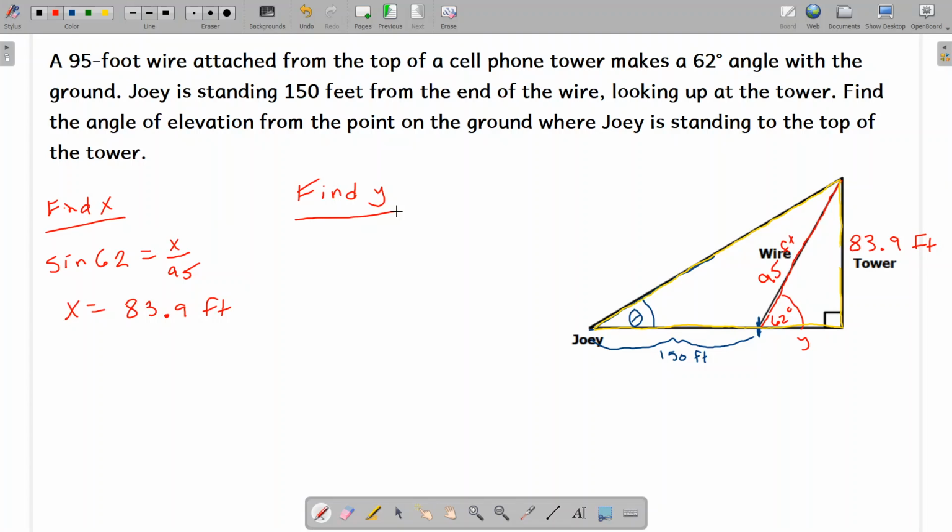So if we're finding y, that's really the adjacent side. So the adjacent side and the hypotenuse would be cosine. So cosine of 62 is equal to y over 95. So we can multiply both sides by 95, and we would get y is equal to 95 times cosine of 62. I'm just going to calculate it here to save some space. That's going to give us 44.6 feet. So again, I'm going to erase this and rewrite it.